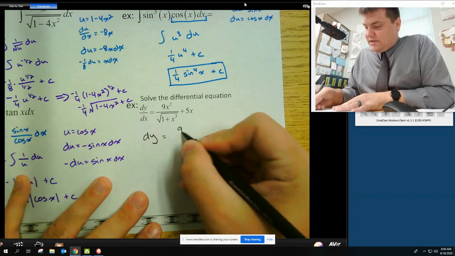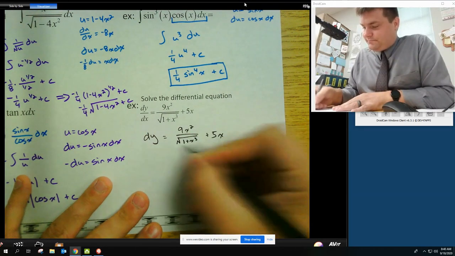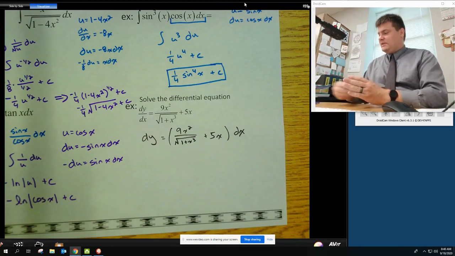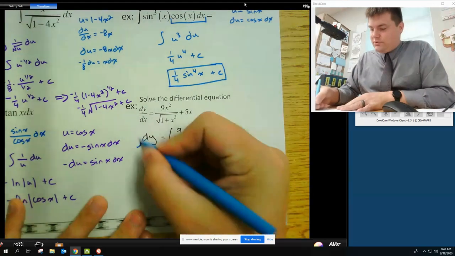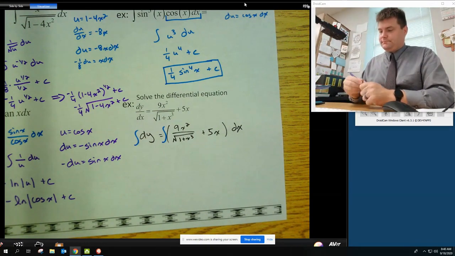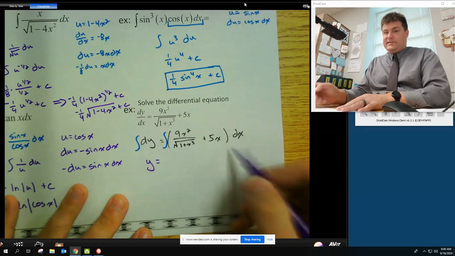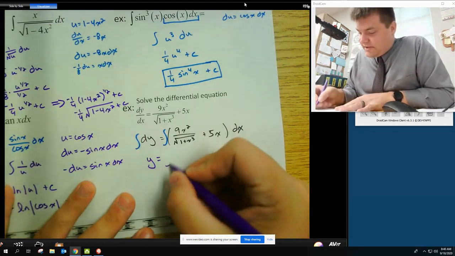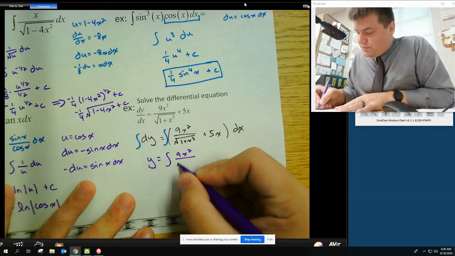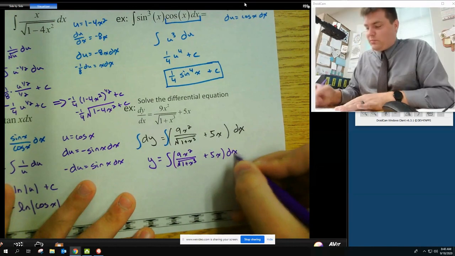So we're going to get 9x squared over root 1 plus x cubed plus 5x dx. Now I'm going to take the antiderivative of both sides. On the left-hand side, I'm just going to get y. Now I would do a plus c, but I'm just going to put the plus c on this side over here if you do not mind. So I'm going to get the antiderivative of 9x squared all over root 1 plus x cubed plus 5x dx. So I haven't worked on that side.